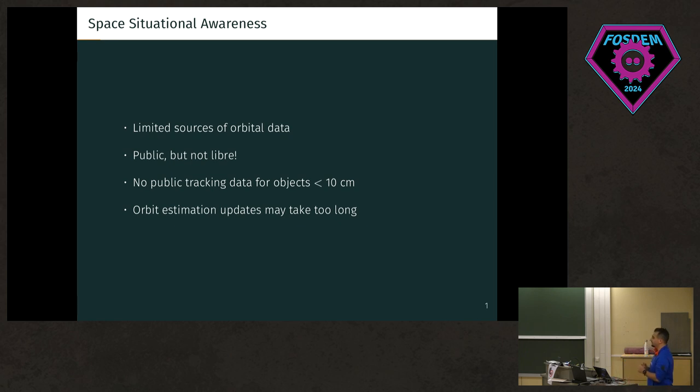Another very interesting limitation is that they provide public data only for space objects that are larger than 10 centimeters. And someone may say, okay, 10 centimeters are enough for a satellite. But I know some very annoying people out there who build satellites that are smaller than 10 centimeters. Actually, this is a CubeSat platform that we flew a year ago into space with a Firefly mission.